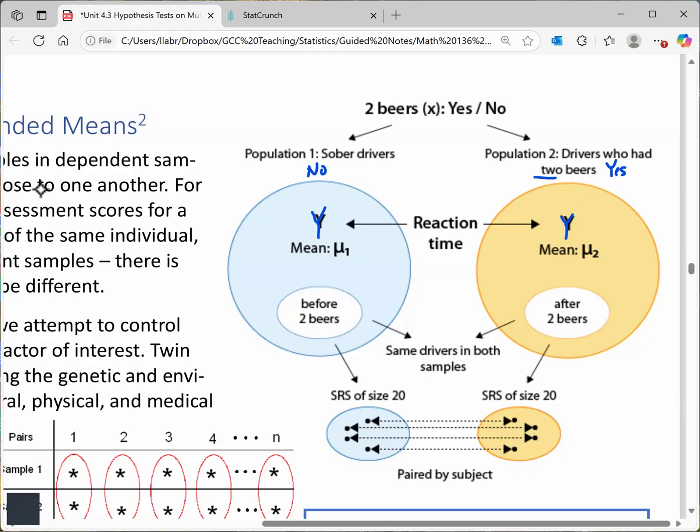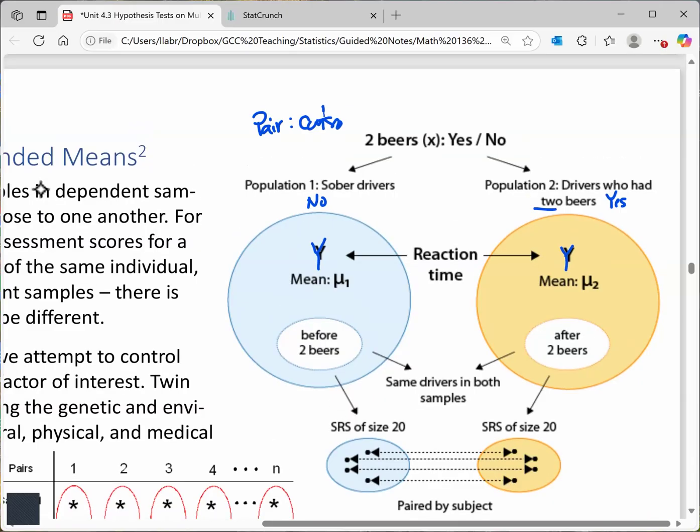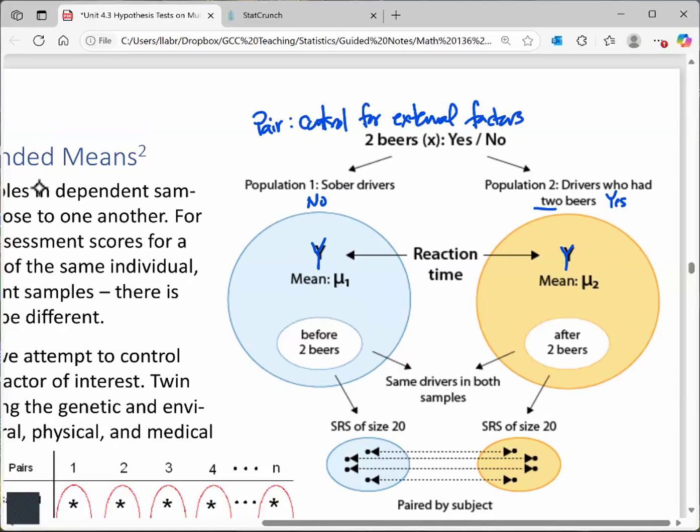And so a better design to see the impact of beer, no beer, is to pair, to basically try to control external factors as best as possible. And this is why twins are perfect for a lot of pairing, or using the same individual.